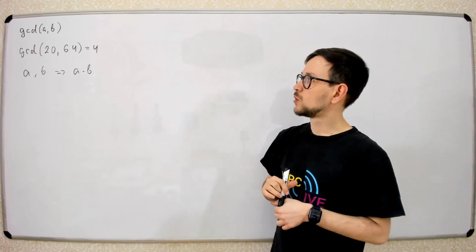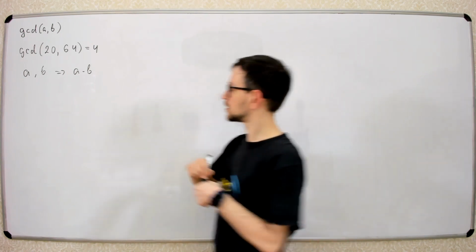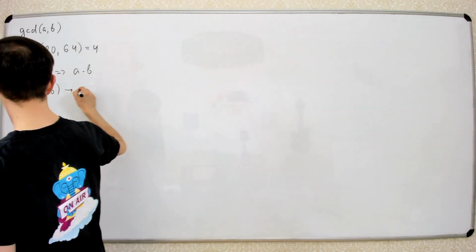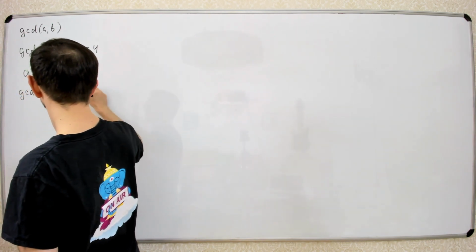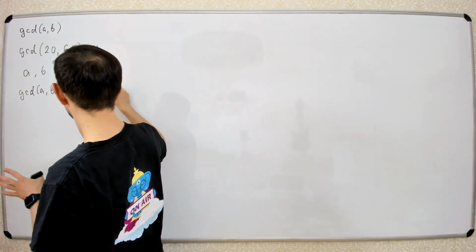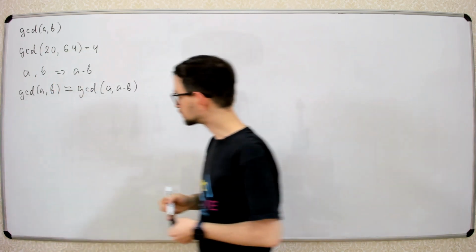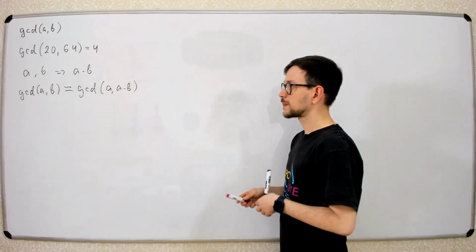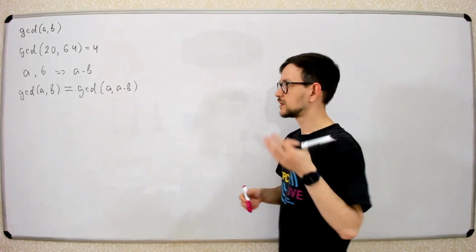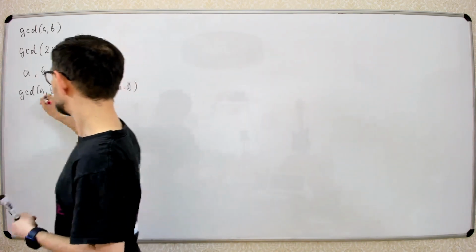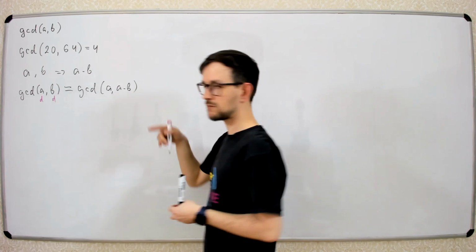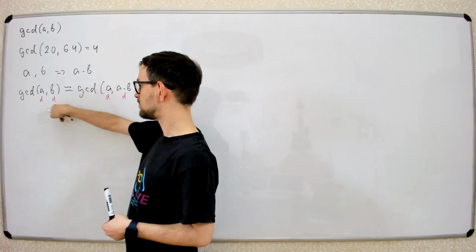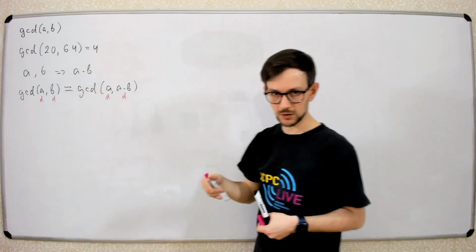So what we'll do, we will get from the pair A, B to the pair A and A minus B. Why is it true? Because again, if A is divisible by d and B is divisible by d, then A minus B is also divisible by d. So each common divisor of A and B is also a common divisor of A and A minus B.